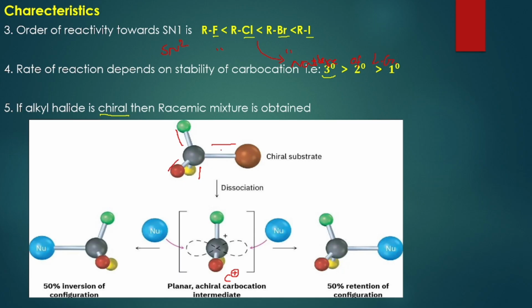In that, the bigger group is moving away. The leaving group, let us assume it's a leaving group, has gone. Then what does it form? Carbocation, sp2. Planar shape came. Now, the nucleophile can attack from this side as well as from this side. So, if it is attacked from the left side, the incoming nucleophile position is this. If it is attacking from this side, the incoming nucleophile position is this side.